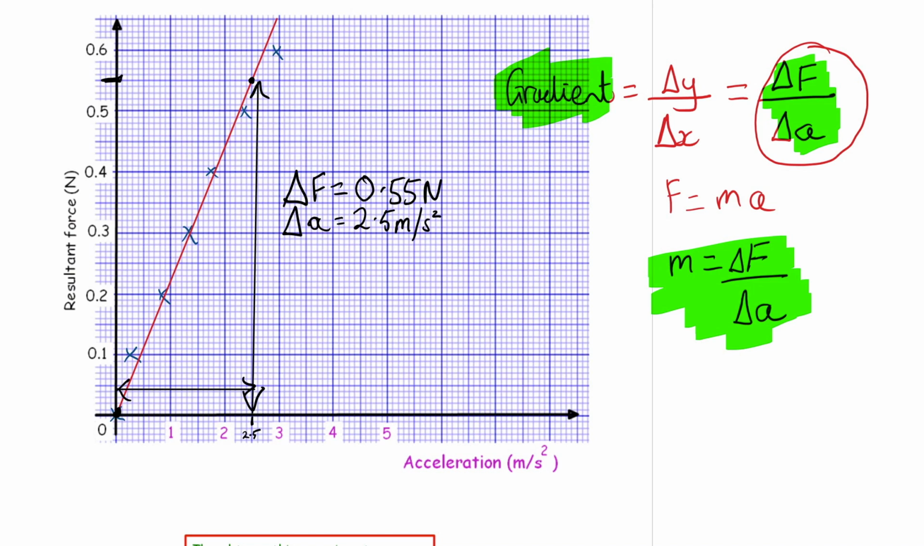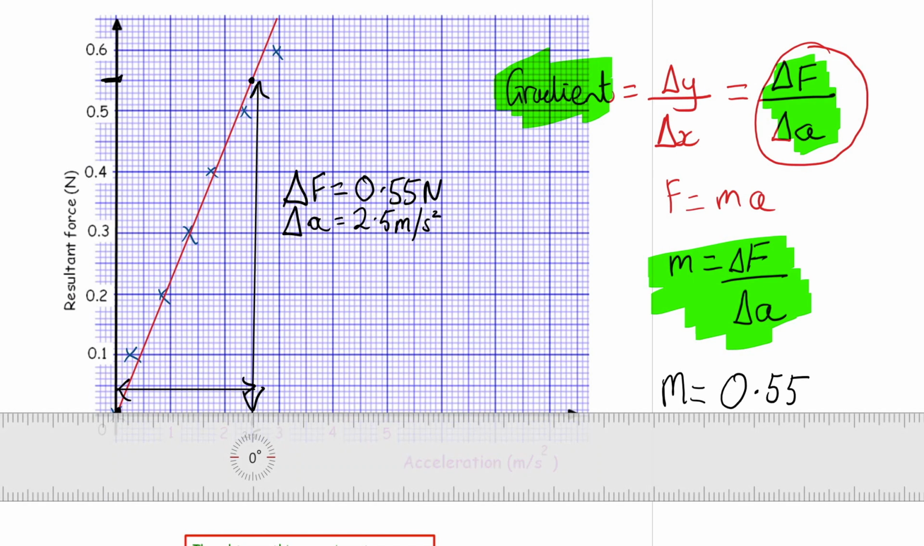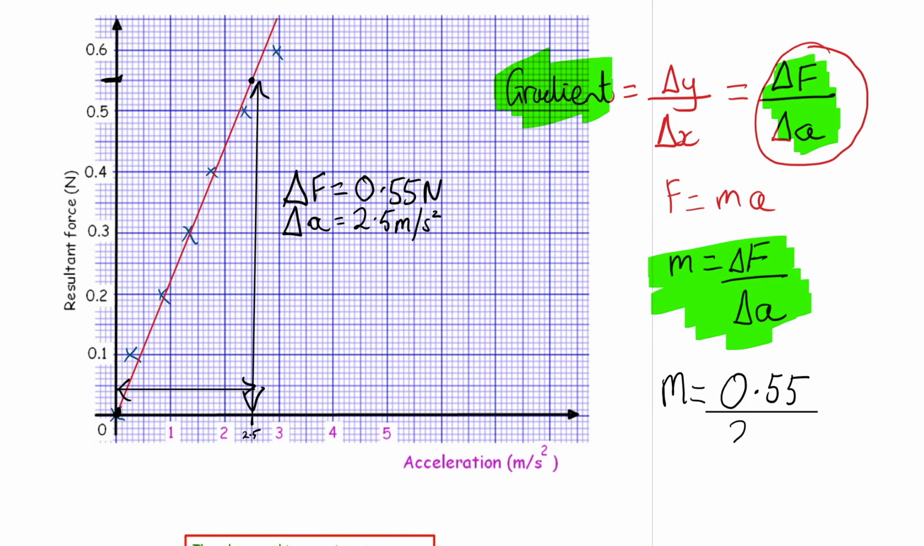Therefore, to calculate the gradient m, we need to divide the change in force, which is 0.55, divide it by the change in acceleration, which is 2.5, and that gives you a value there of 0.22 kilograms.